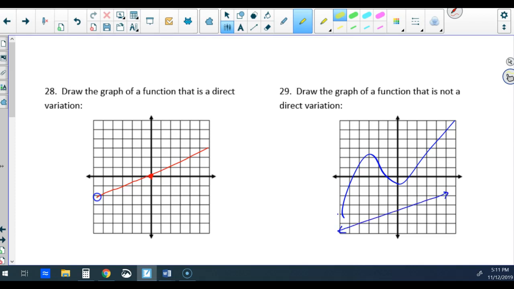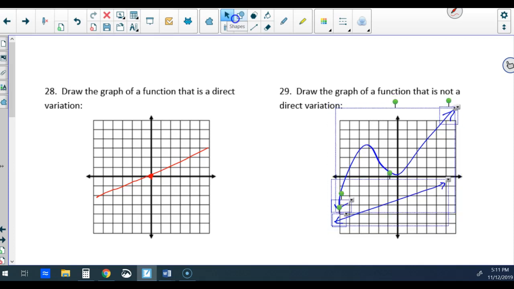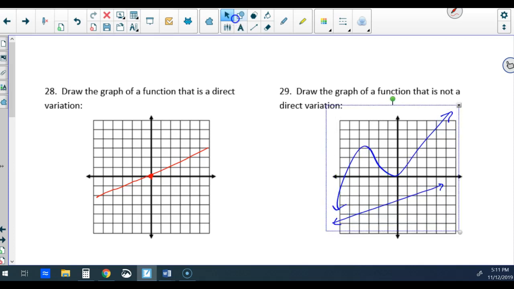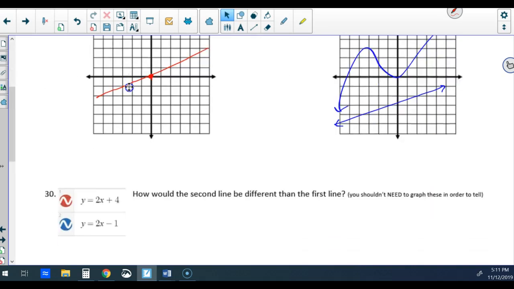So, two bonus examples. Two things that are not direct variations. One's not a straight line, one's not through the origin. Even if I took that squiggly line through the origin, still not a direct variation. Oh, get on there. There we go. Still not a direct variation because it has to be straight and through the origin.